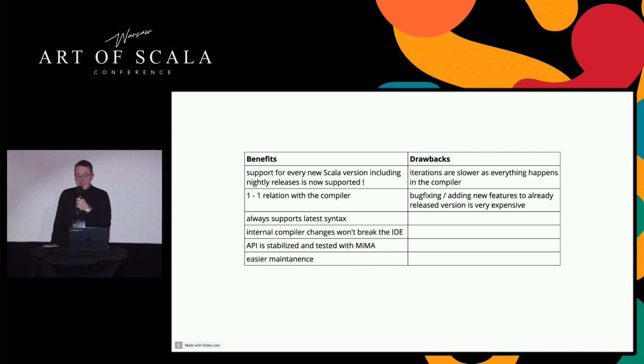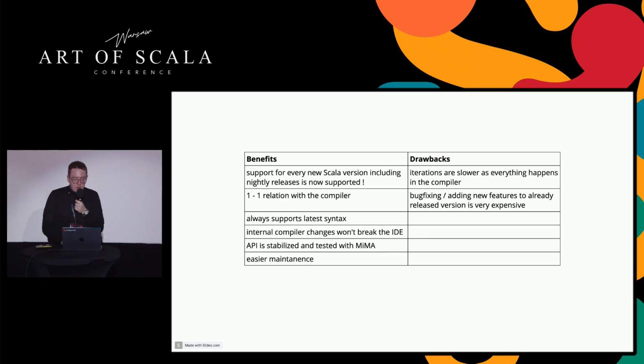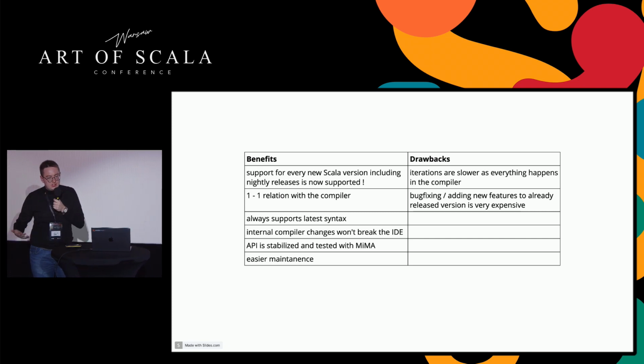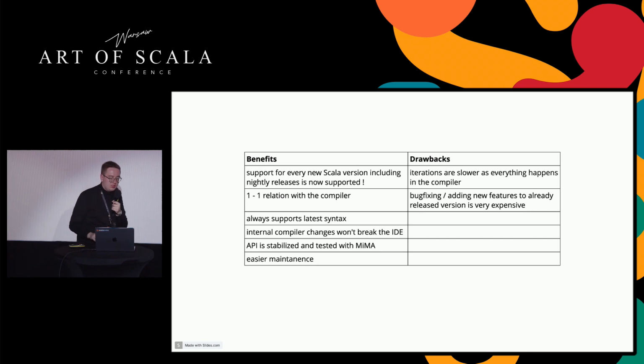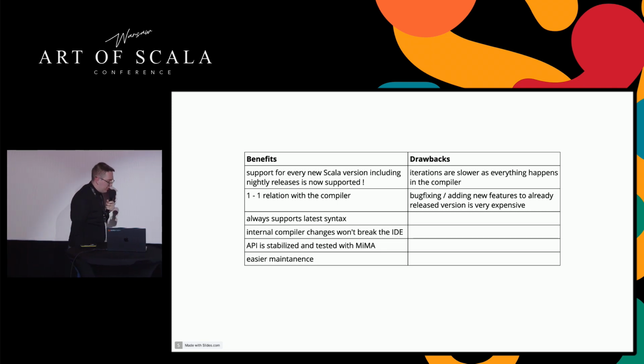The compiler API changes, the same thing. If anyone changes the API, someone in the compiler team who created this PR will have to fix this. So basically, we are offloading the work. And the drawback of this solution is that iterations are slower, because we are working directly with the compiler and there are guidelines. It is just slower. We can't hack as fast as we could in other repositories. And the latter drawback is that we can't bug fix older versions. I mean, we can, but it is very, very expensive and not worth it.